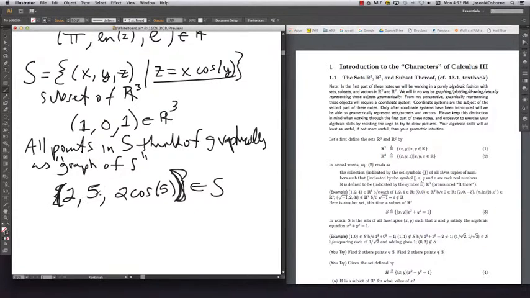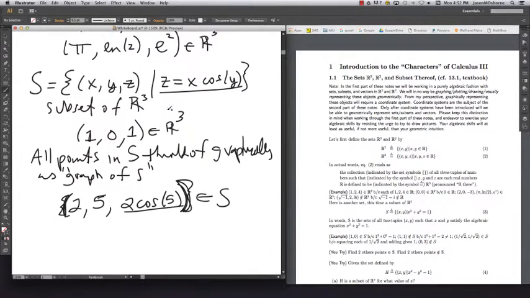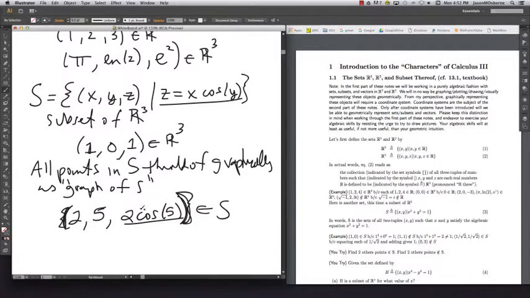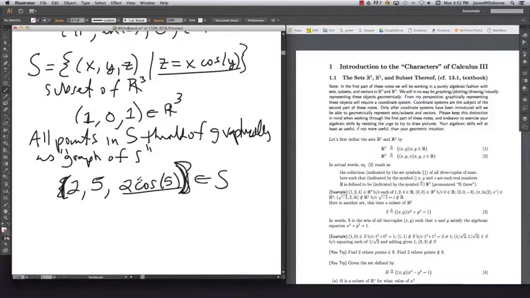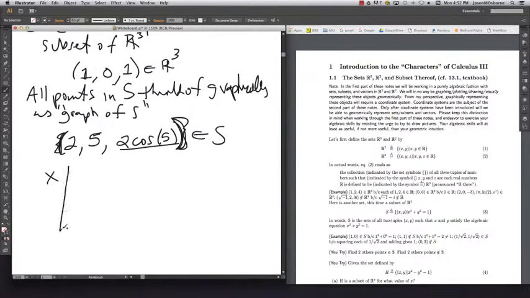Because if you pick any XY value, you get the Z out of it. Okay? So that makes it easy to create points. So now that you have one point, (2, 5, 2 cosine of 5), and (0, 1, 0), if you could imagine doing this, picking your favorite X and Y values, you'll get a Z. Pick an X, pick a Y, plug those into the equation for Z, and you'll get a number for Z.